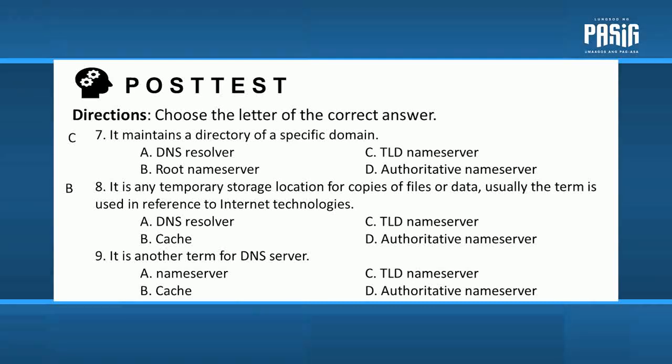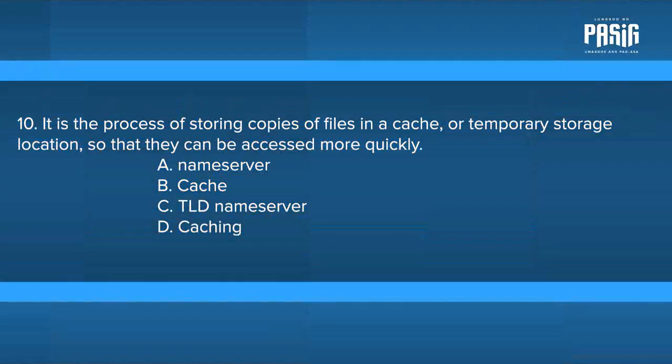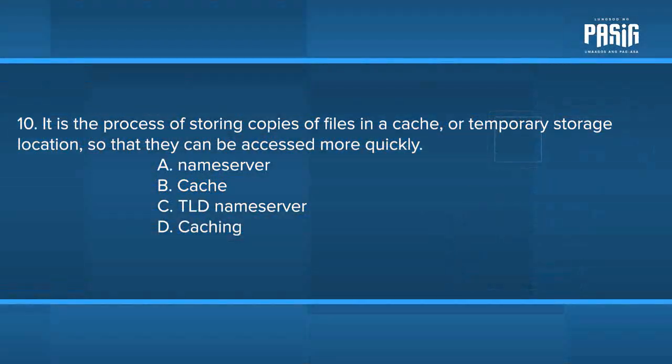Cache. Number 9. It is another term for DNS server. A. Name server. B. Cache. C. TLD name server. D. Authoritative name server. The answer is A. Name server. Number 10. It is the process of storing copies of files in a cache or temporary storage location so that they can be accessed more quickly. A. Name server. B. Cache. C. TLD name server. D. Caching. The answer is D.